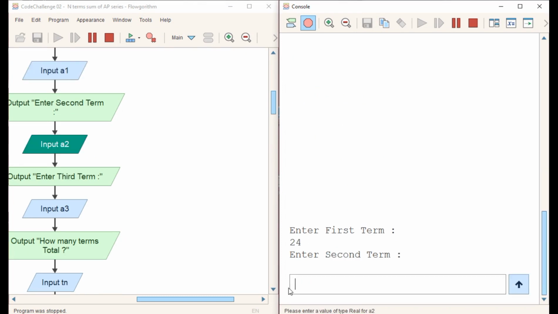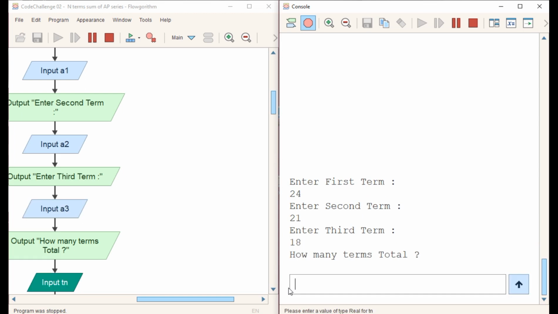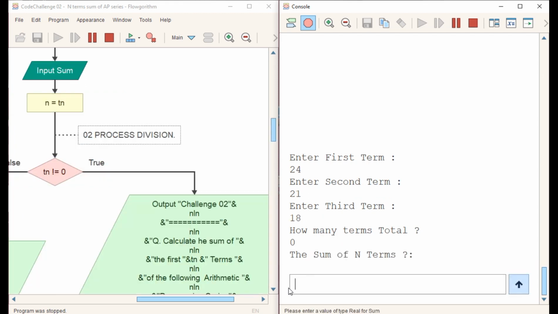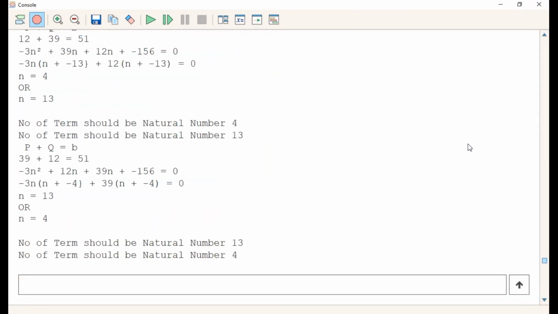In the fourth problem, 24, 21 and 18, the three terms of an arithmetic progression, are given. The sum of the first n terms is given as 78. Enter three terms in the order of terms given. Enter 0 against how many terms total, as this value is not known. Enter 78 against the sum of n terms. The program calculates the number of terms, using the sum formula.